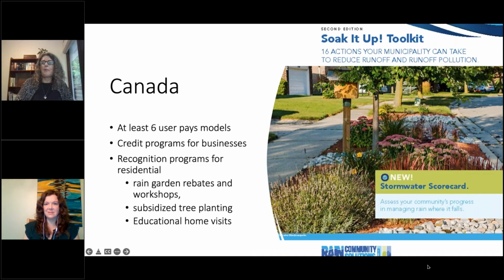Canada's got at least 6 user pay models. They've got credit programs, and I'm not going to get into any of this because I'm going to leave all that up for Victoria. But they've got recognition programs with rain gardens, etc.